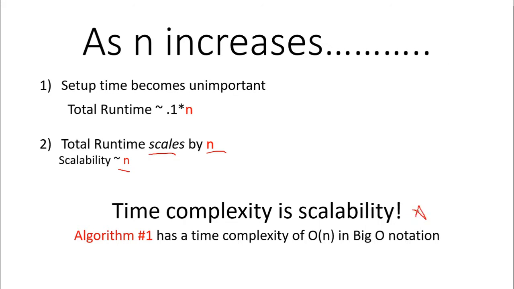Time complexity is scalability. So we go through this analysis of setup time plus processing time times the number of times we have to do an algorithm. And what we do is we recognize that setup time is unimportant as n increases, and that the total runtime as n increases is going to scale by n, or whatever the algorithm is. And so for algorithm 1, it's scaling by n. So our time complexity is what's called O of n. It's just big O notation. I think it's called order n, which is kind of why they have the O, but I'm really not sure. But long story short, time complexity is about scalability, not necessarily how fast an algorithm runs.